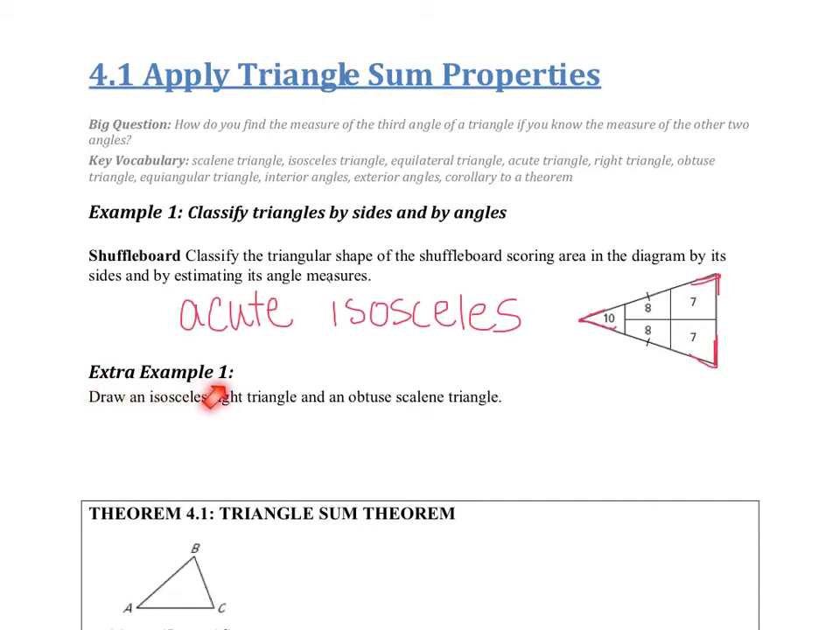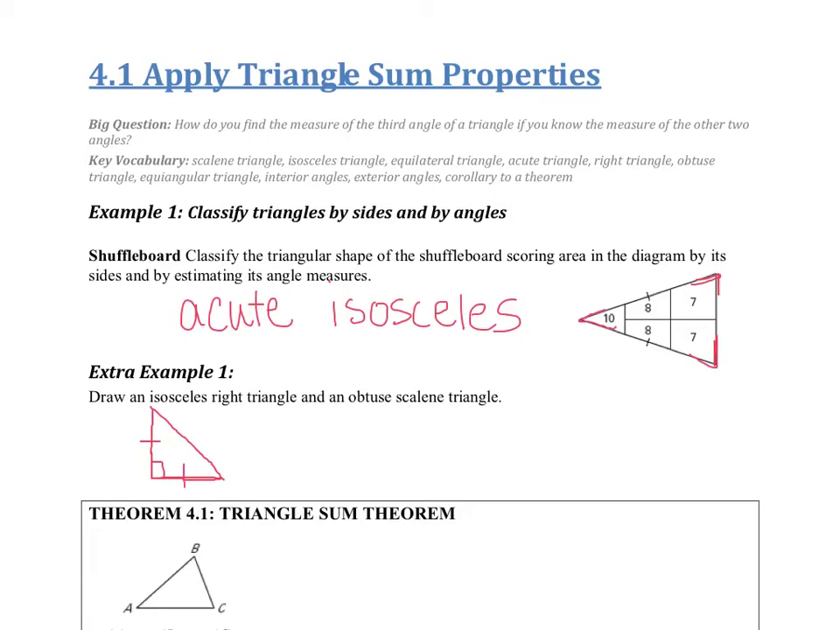This extra example 1, draw an isosceles right triangle and an obtuse scalene triangle. Let's start right here with an isosceles right triangle. I think it helps first to draw your right angle. So I have a right angle, and to make it an isosceles, I'm going to make these two legs about the same amount, and I'll just put my markings saying that they're the same, and then connect them. There's my isosceles right triangle.